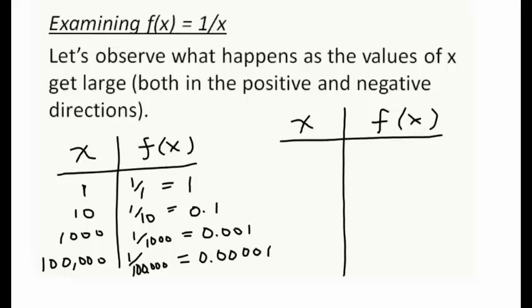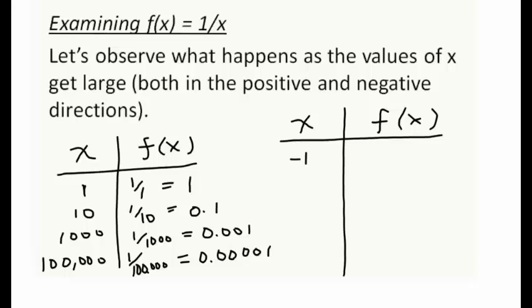We want to take a look at our y values, our f of x values, as these values of x get increasingly bigger. Now it looks like these y values are getting really, really small. So let's see what's happening over on the other side.